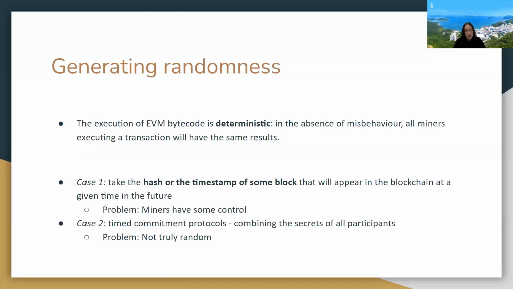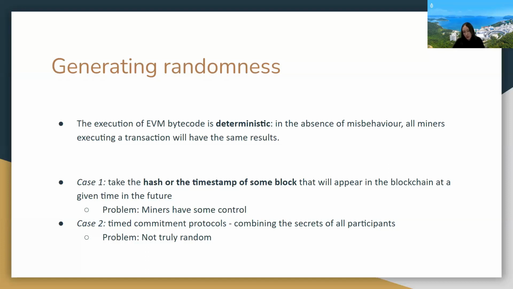And the next one is generating randomness. So in the lectures, you've seen that generating randomness on the blockchain is a difficult problem because the execution of the EVM bytecode is deterministic, so that all miners who execute the transaction will have the same results. And let's consider 2 cases of generating randomness. So the first one is that many people generate random numbers using the hash or the timestamp of the blocks that will appear in the blockchain at a given time in the future.